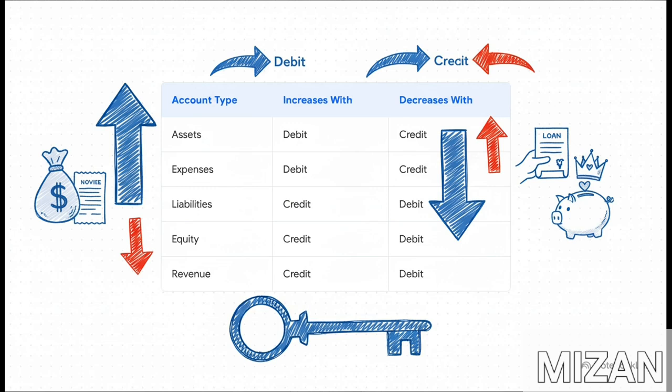Assets and expenses, they act the same way. They both increase with a debit. And then you've got liabilities, equity, and revenue. They're the opposite. They all increase with a credit. This table right here is your key to everything.